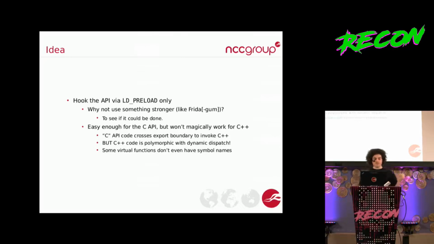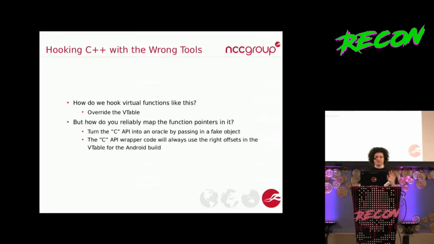But I wanted to hook the C++ API to get both Java and React Native at the same time. And this is a little bit difficult because while the C API calls to that C++ API happen across a shared library boundary, so they're in the PLT and you can hook them with LD_PRELOAD, the C++ code itself is super polymorphic, and any calls inside itself, or via the vtables, are just direct, and they don't go through the PLT exports. And some of the virtual functions don't even have symbol names for some reason, something about inlining.